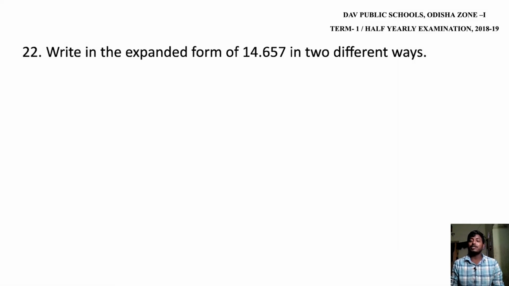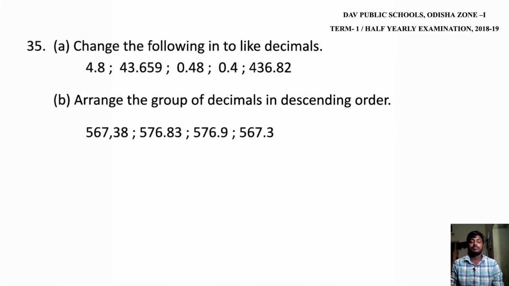Write the expanded form in 2 different ways. Already solved. This is homework, or comment your answer. Next. Change the following to like decimals. Yes, already we solved. First we write down 4.8. How many 0s? 2 zeros, because the maximum is 3 decimal digits. That's why it becomes 3 digits, meaning 00.